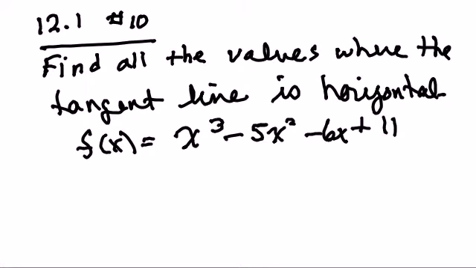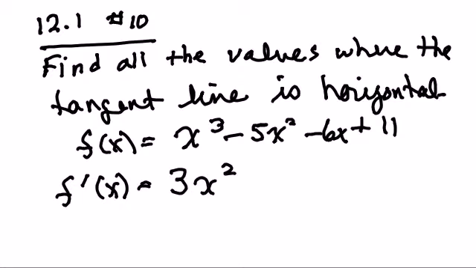We are asked to find all the values where the tangent line is horizontal for the function f of x equals x cubed minus 5x squared minus 6x plus 11. So the first thing is we need to find the derivative, which is pretty straightforward. We get 3x squared minus 10x minus 6.